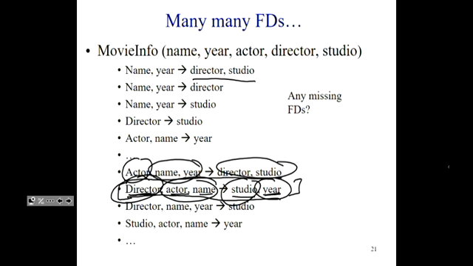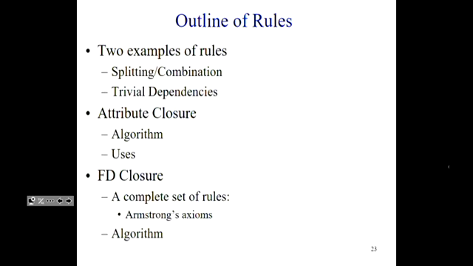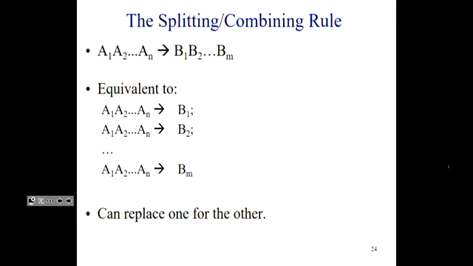Okay? Okay, so let's systematize this, right? So we have some intuitive idea of how to construct these new functional dependencies. How do we systematically discuss these? Okay. So let's start with simple rules. So the simplest rule is basically you have A1 through AN on the left hand side, B1 through BM on the right hand side.